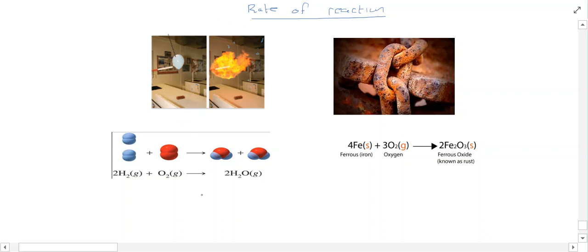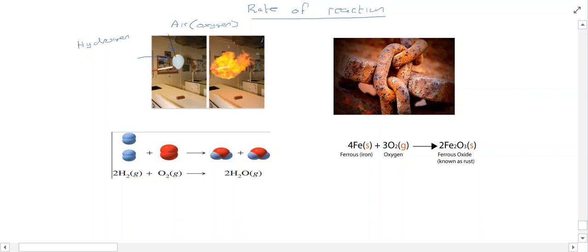So if we have a look here, what we have is a balloon that's filled with hydrogen, and it's in the air. There's air, and one of the components in air is oxygen. There's lots of other stuff as well: there's nitrogen, oxygen, and water vapor.